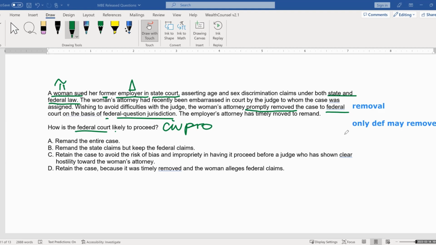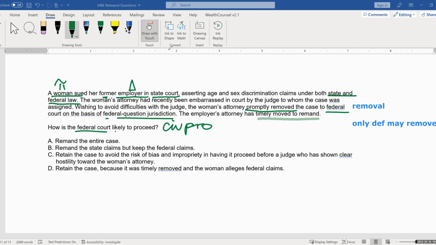The fact pattern then goes on to say the employer's attorney has timely moved to remand. That means that the defendant's attorney moved for it to be remanded back to the state court. Okay. The call of the question again is, how is the federal court likely to proceed? And at this point, your answer should be that the federal court should remand the case to the state court because it was improperly removed to the federal court.